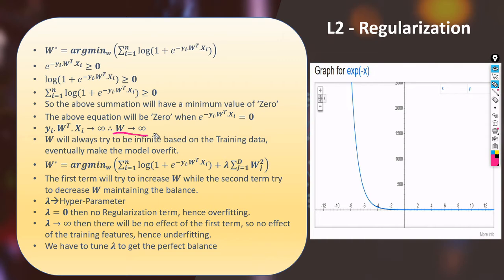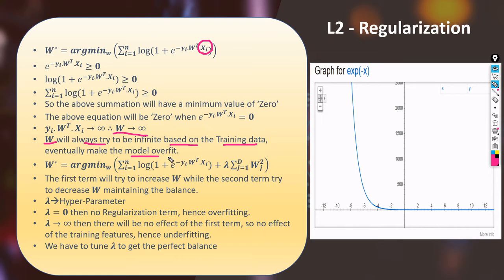Now, don't you think this is alarming? Because the weight vector value is infinite or a very large value. Just think about it: the weight vector, that means the hyperplane, is trying to get the best value for this particular feature vector xi, because this is the training data. So W will always try to be infinite or a very large value based on the training data, and eventually make the model overfit.